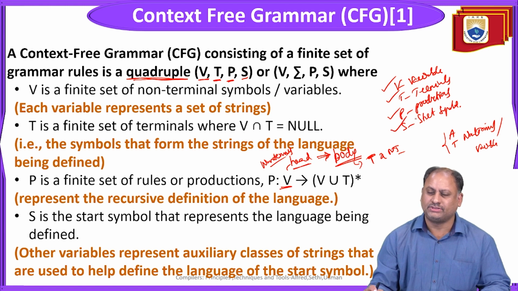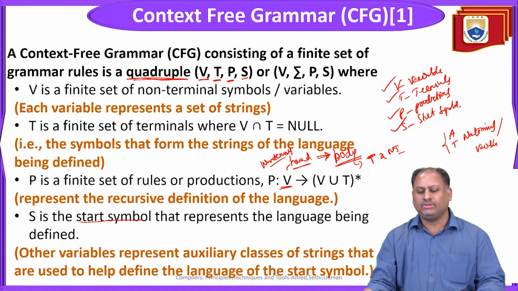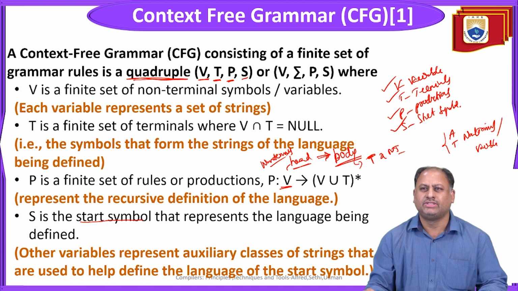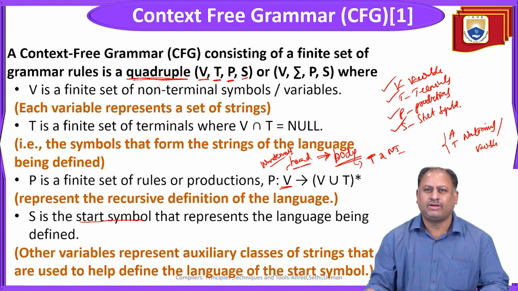The fourth one is the start symbol, which is to be written at the beginning of the productions, that is the set of rules which are to be determined. In this list of productions, the first and foremost production gives the start symbol that is defined in this grammar. Other variables represent auxiliary classes of strings that are used to help define the language of the start symbol.